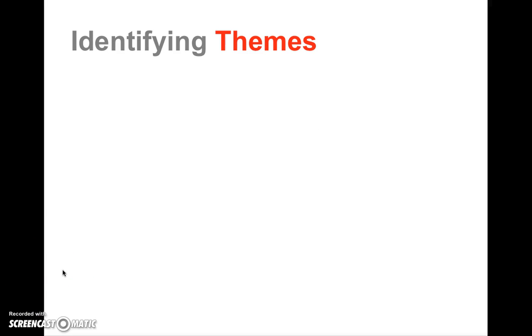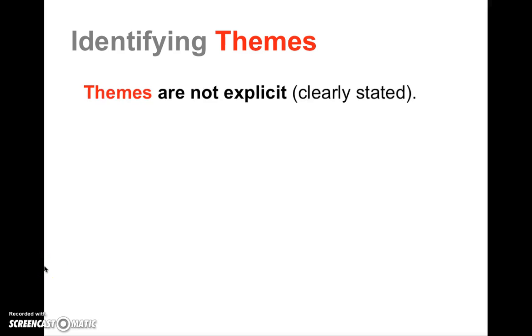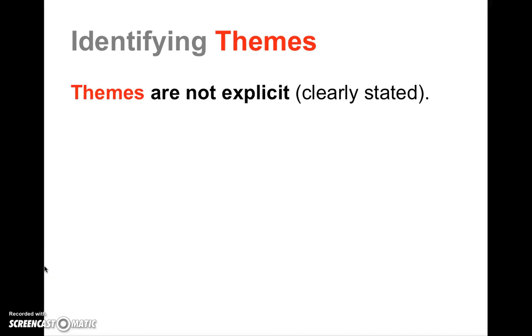Identifying themes. When you are selecting or looking for a theme of a story, these are some things to remember. Themes are not explicit. Explicit means clearly or directly stated. So the author will not come out and tell you the theme of the story. Instead, themes are implied. So you use the information given to you from the author and you infer what the theme of the story is.